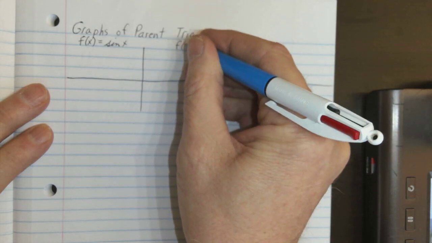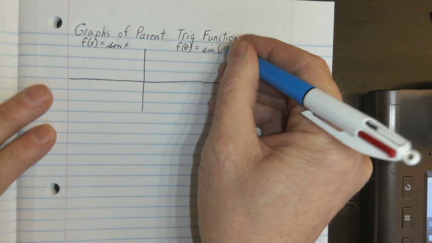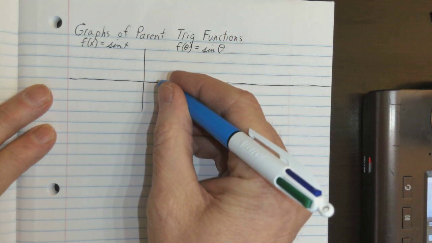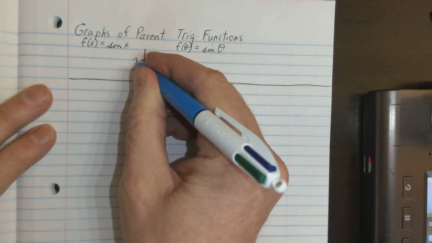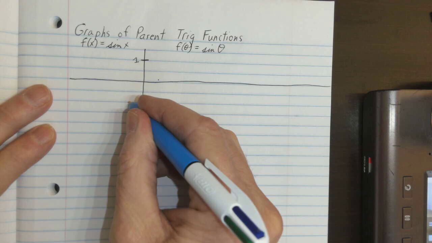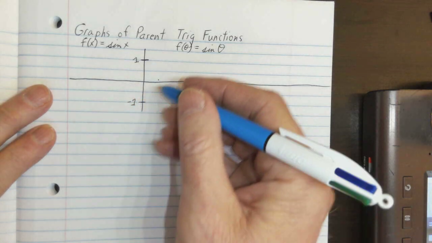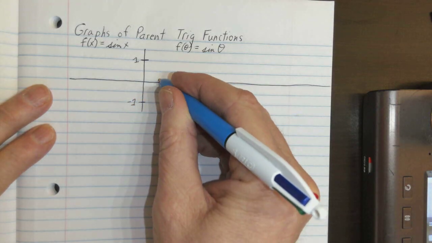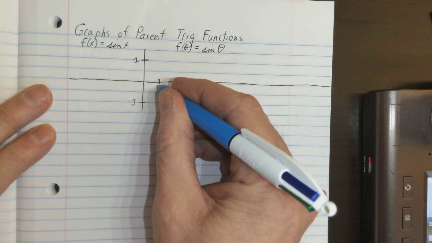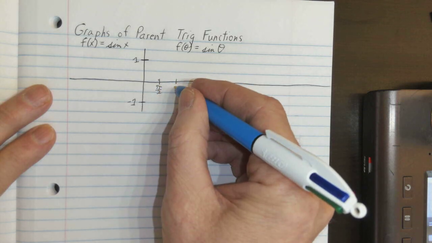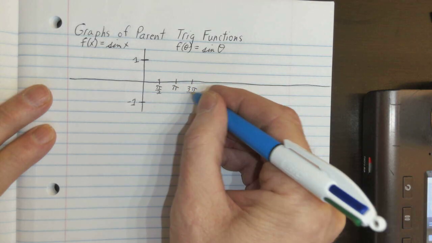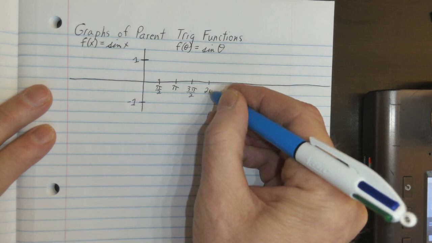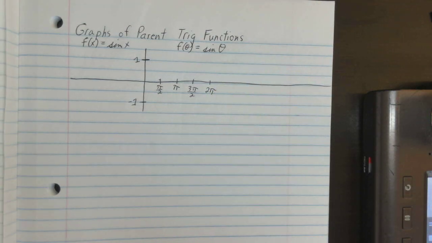Or we could be thinking of it as theta also. F of theta equals sine of theta. First of all, I'm going to make this 1 and this negative 1 on the y-axis here. And I'm going to split this up and go by pi over 2. 1 pi over 2, pi, 3 pi over 2, 2 pi, okay?